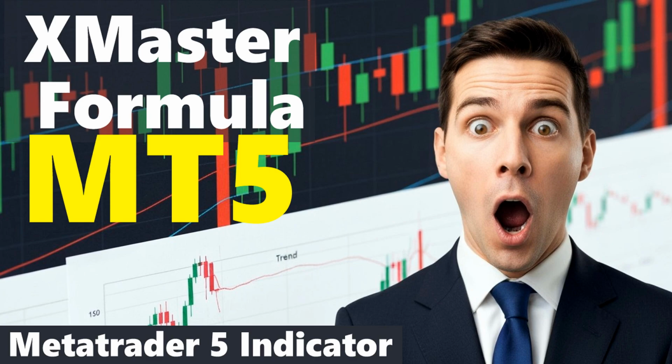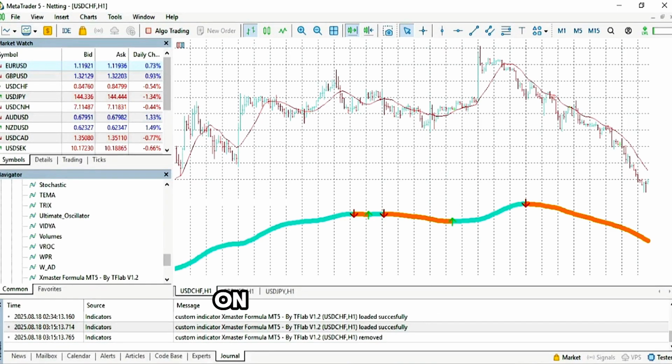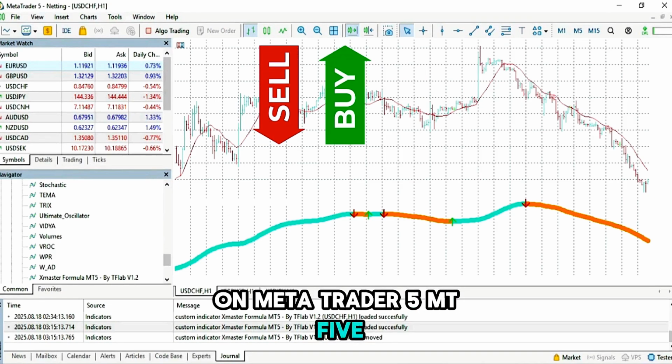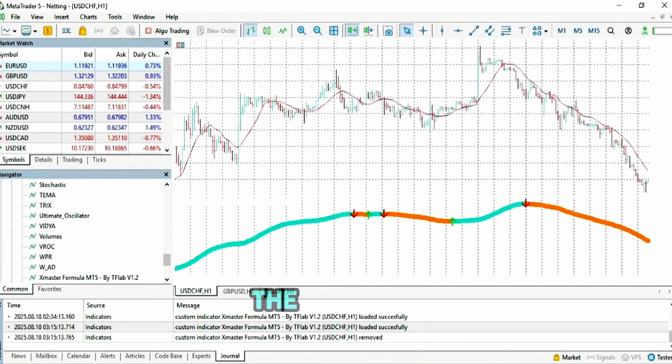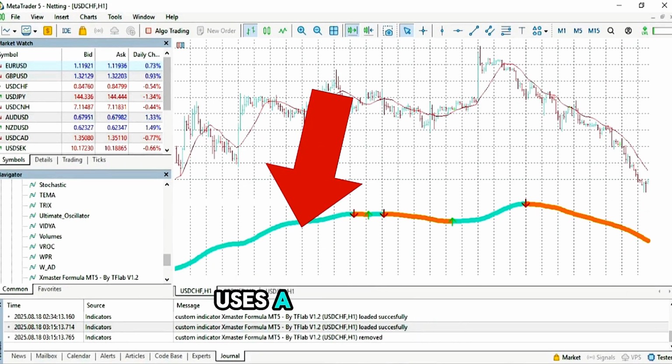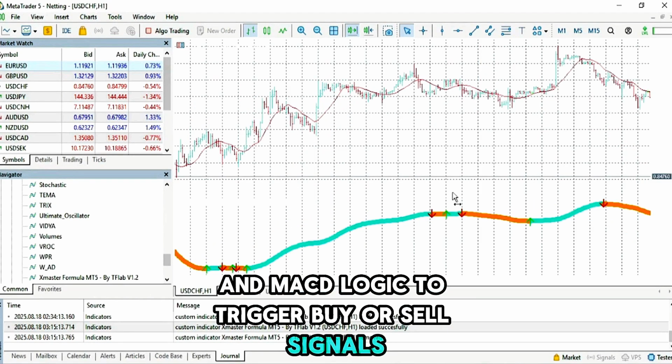The Xmaster Formula Indicator for MT5. This free MetaTrader indicator helps traders spot market trends on MetaTrader 5, MT5. It's simple to use and shows you when to buy or sell. The Xmaster Formula Indicator uses a combination of moving average and MACD logic to trigger buy or sell signals.